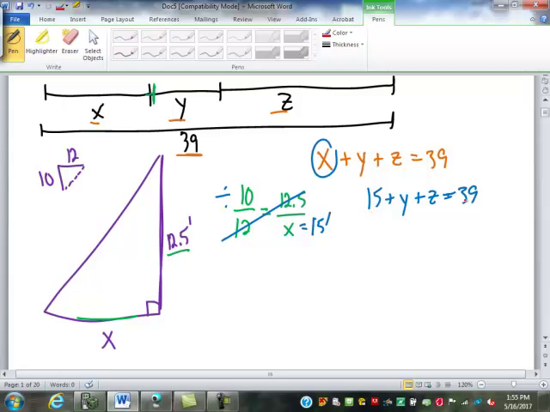So you can actually rearrange that equation. You can subtract the 15 from both sides. You now have y plus z equals 24. So we're going to have to come back to that equation in a little bit. We need to create some more equations.